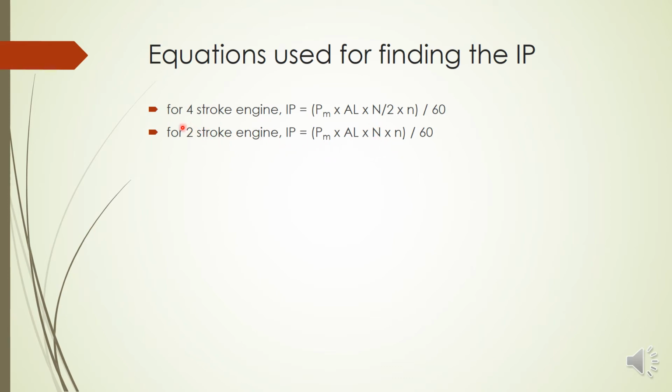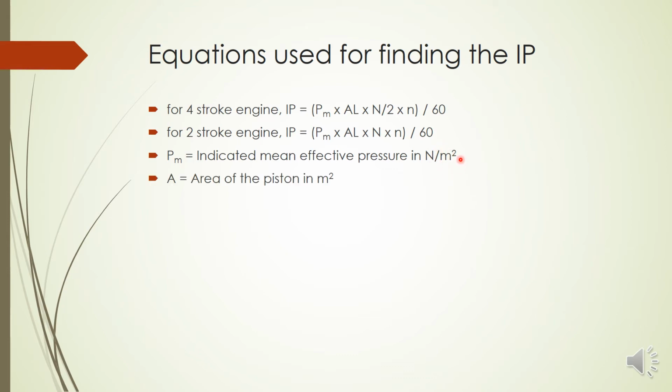So we have to note down that for a 4-stroke engine we use this equation; for a 2-stroke engine, instead of N by 2 we can take N itself. PM is the indicated mean effective pressure, and its SI unit is Newton per meter square. If it is in bar, you have to multiply by 10 raised to 5. Area A is the area of the piston, L is the stroke length, so A into L will be the swept volume.